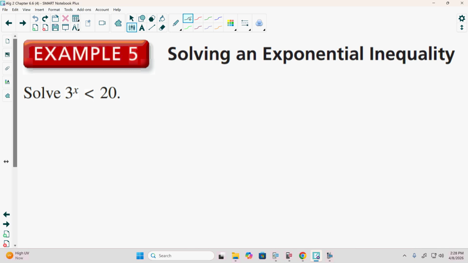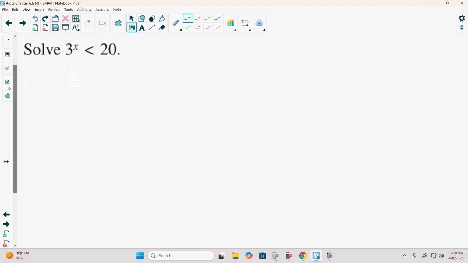So what we're doing today is finishing up chapter 6.6. This is the last section we're covering in chapter 6, and it's solving inequalities. The way we solve inequalities is going to be the exact same way we solve equations.